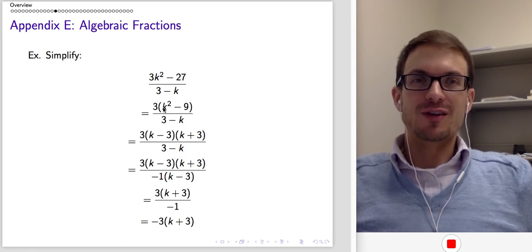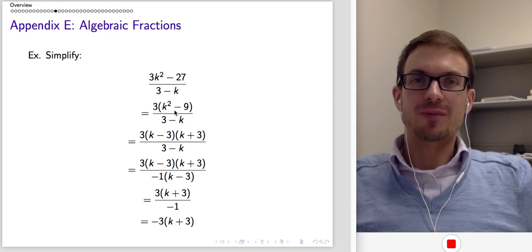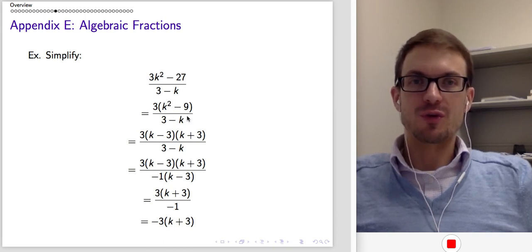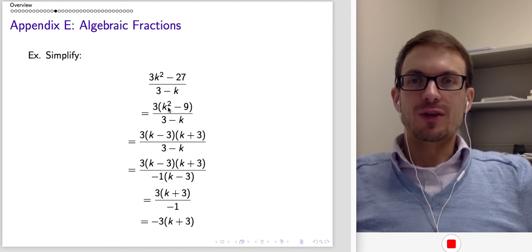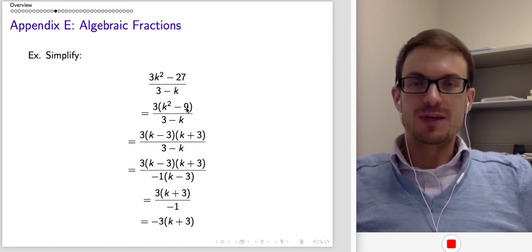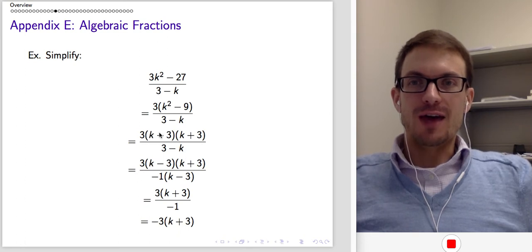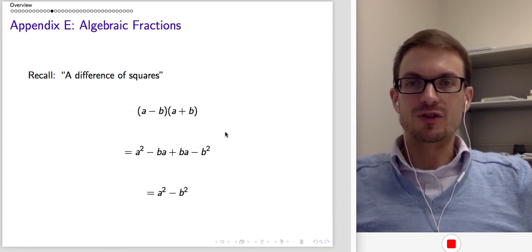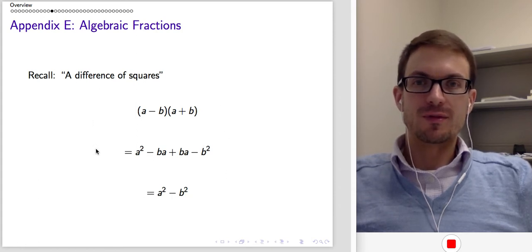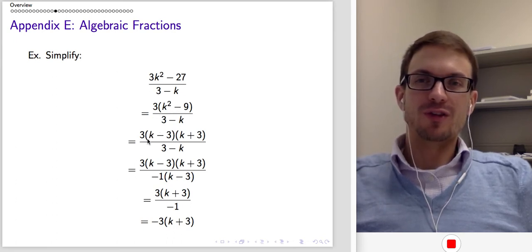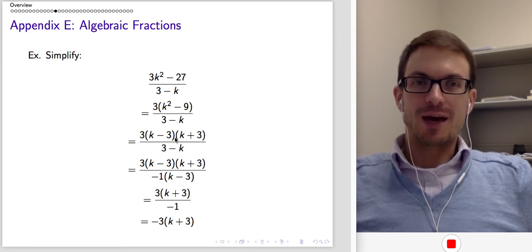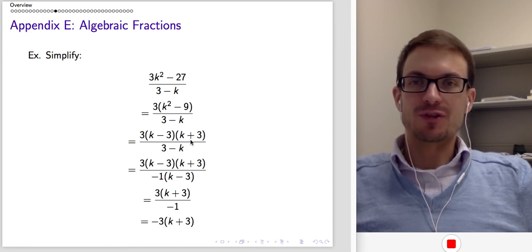And anytime we see k squared minus something, I'm always going to be curious: is this a difference of squares? Well, sure enough, we can write 9 as 3 squared. And if 9 is 3 squared, then we can think of k as a, 3 as b, and we know we have a minus b times a plus b, looking back at our difference of squares rule. Okay, so k squared minus 9 can also be written as the quantity k minus 3 times the quantity k plus 3.